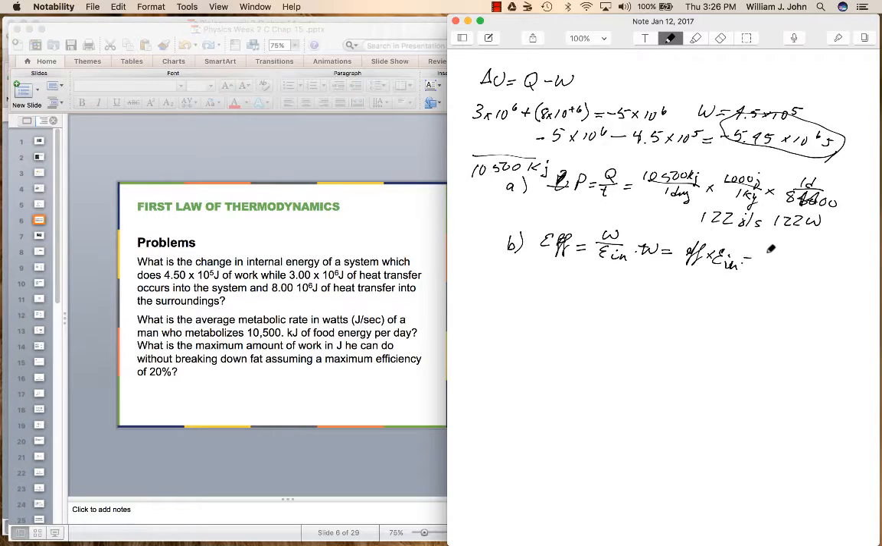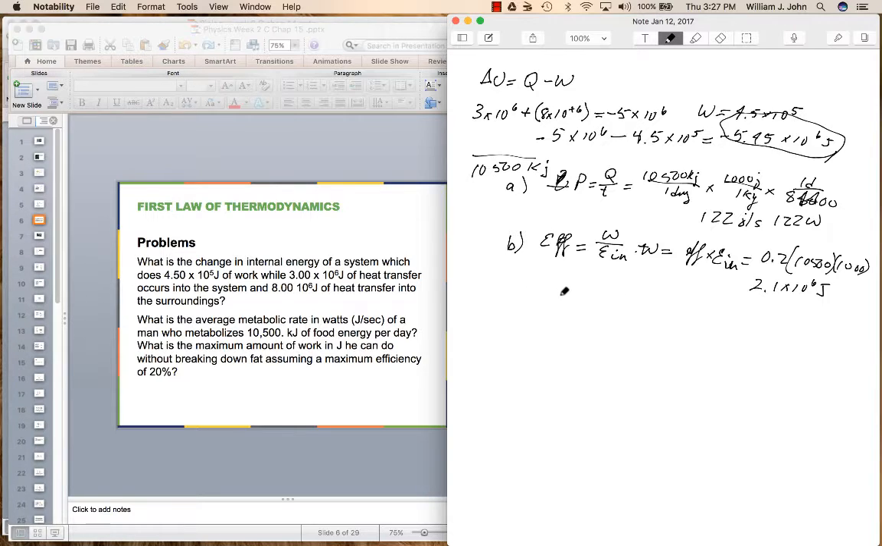And we have the energy input as, so it's 20% efficient times 10,500 times 1,000 again to change it to joules. And if you multiply that out, that's 2.1 times 10 to the 6th joules of work.